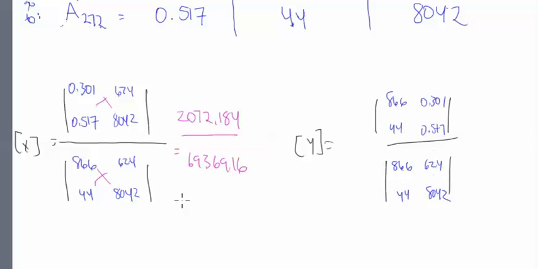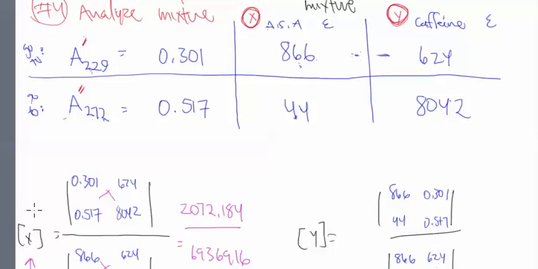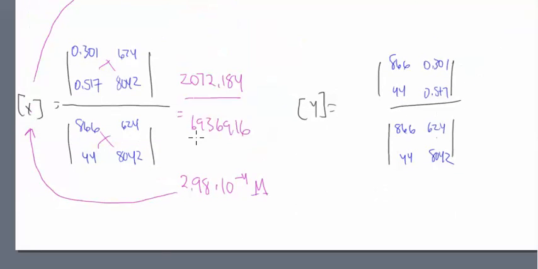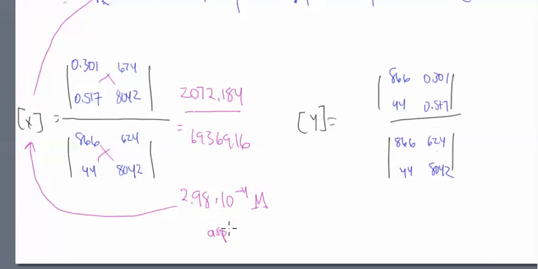6936916. And I do 272.184 divided by 6936916, and I get 2.98 times 10 to the negative fourth molarity. Now, this is the concentration for the X component, and if I go up to my table, my X component is the aspirin. So this is the concentration for aspirin in the mixture.